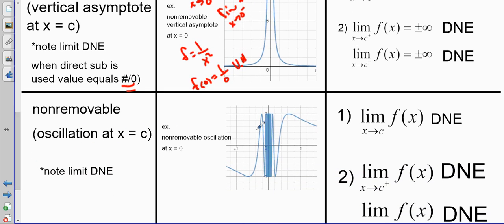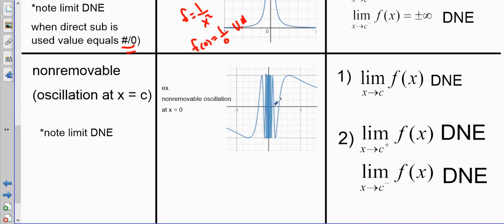And then obviously oscillation. You don't see this very often, but the limit doesn't exist, the right value doesn't exist, and the left value doesn't exist. They don't approach a single value, and you see the good old barcode.